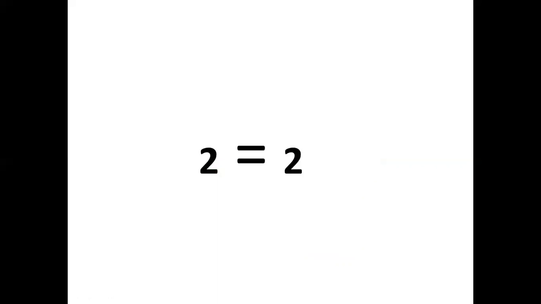Look at this one, an equal number of dots on both sides. Two dots here and two dots here means these are the same. So we use this symbol for equal numbers, same numbers, and it is called is equal to. So we will say 2 is equal to 2. Good.